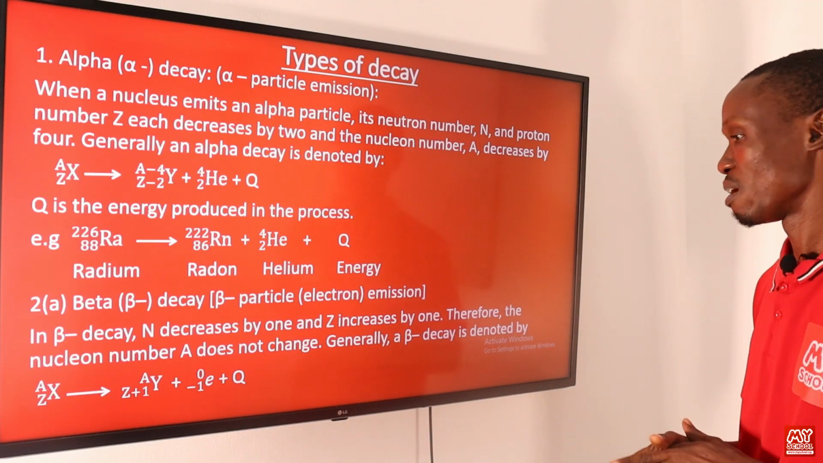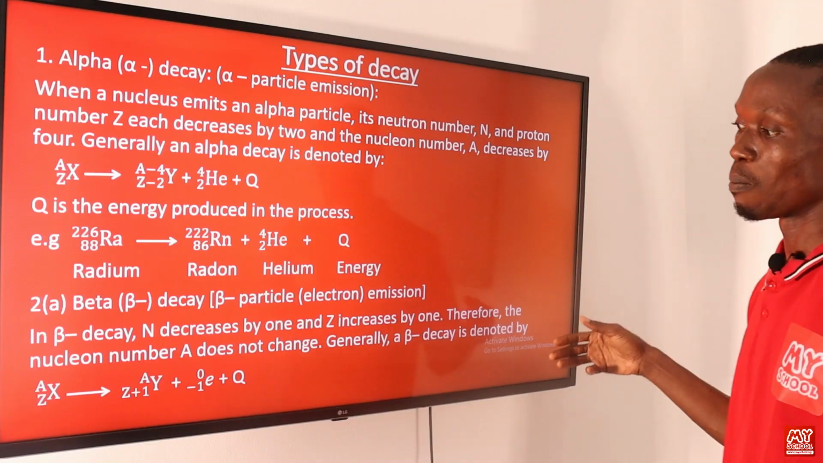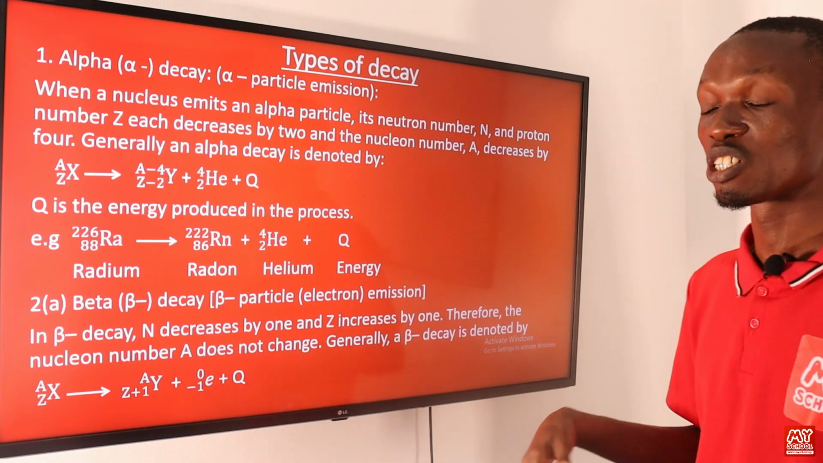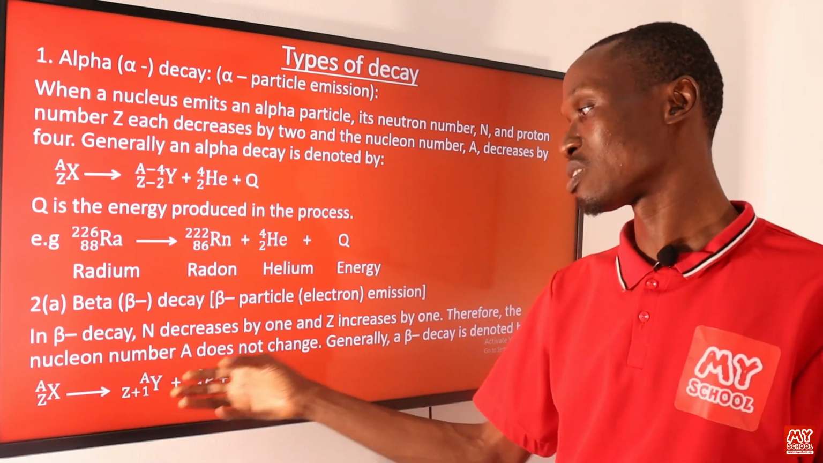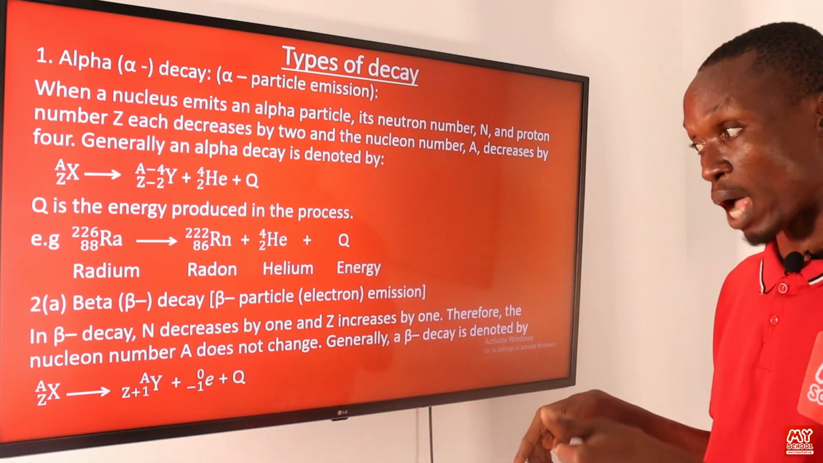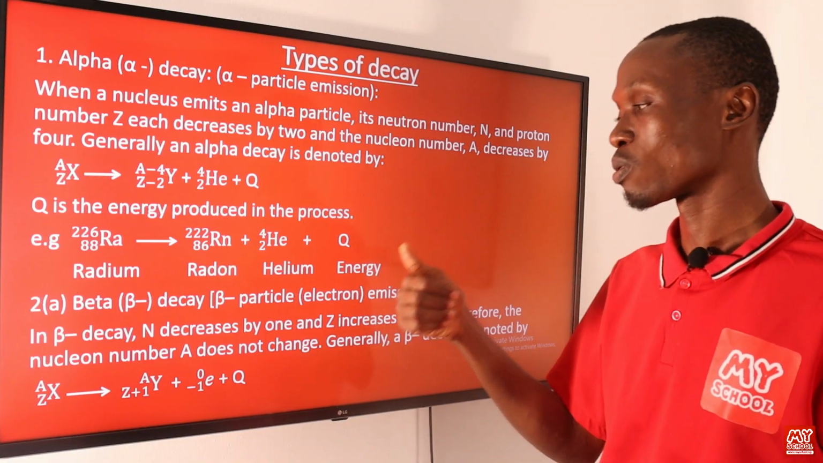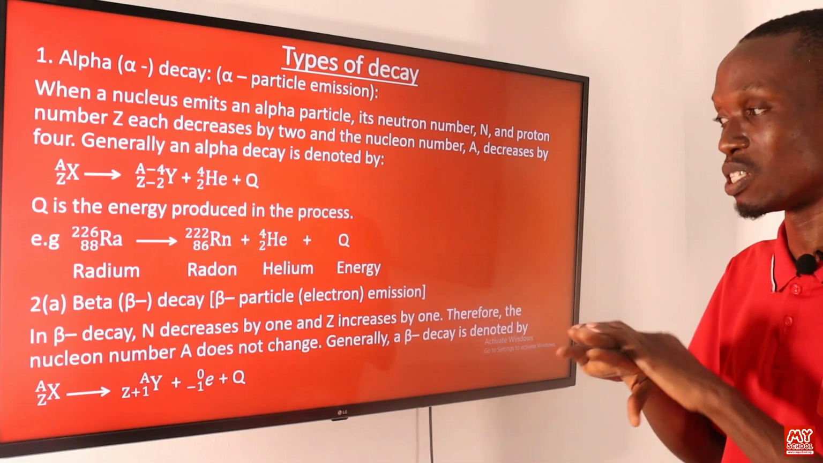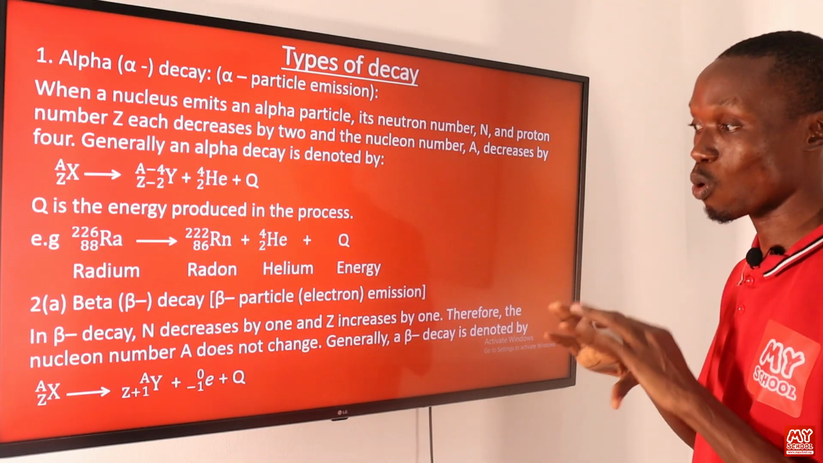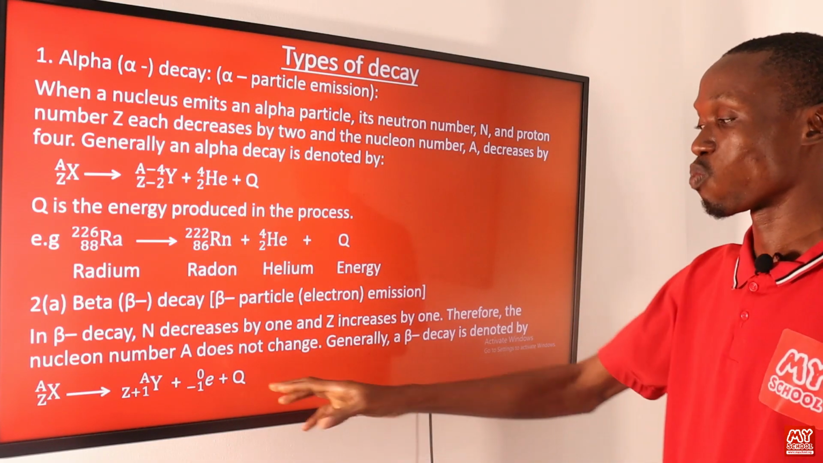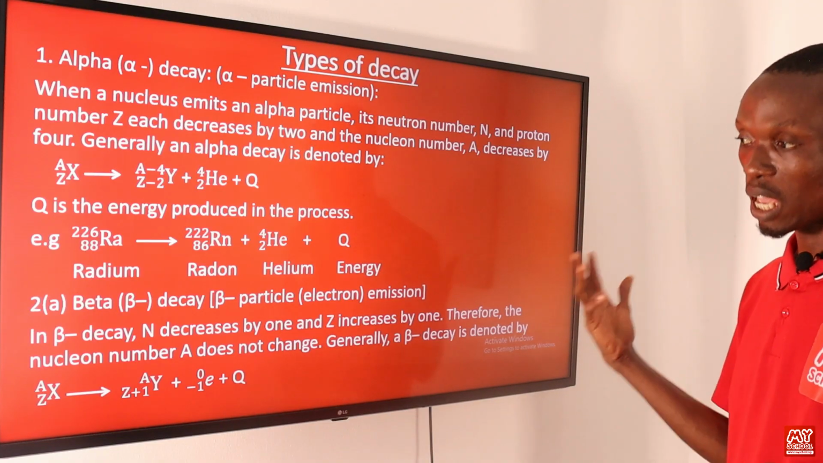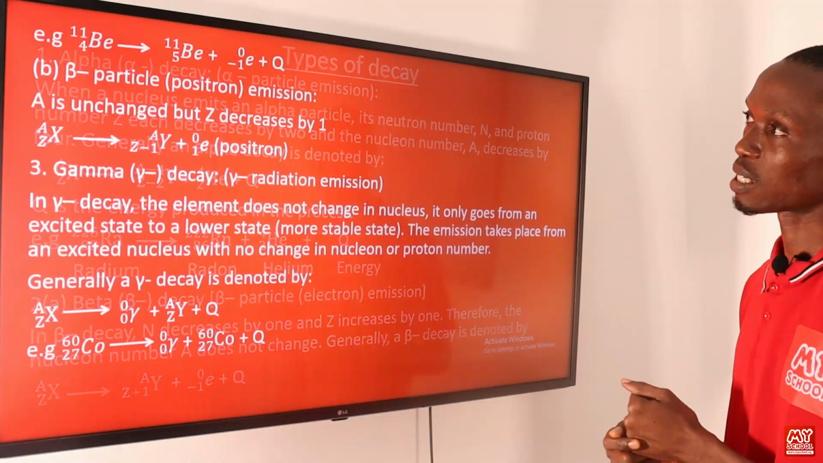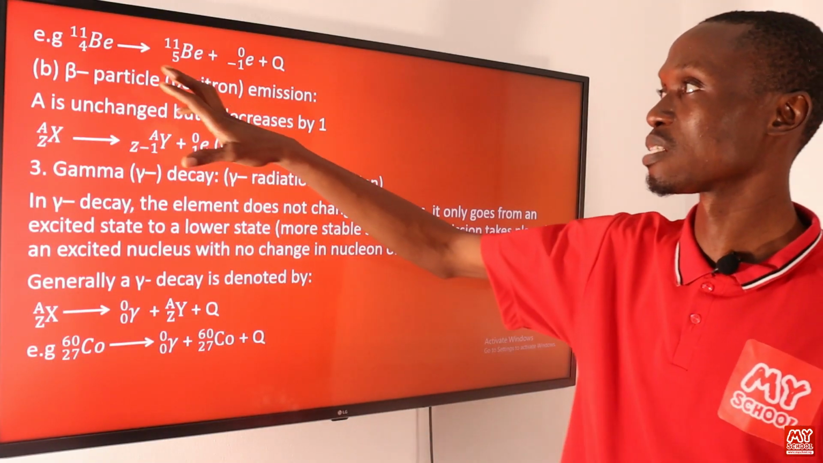Generally, beta decay is denoted by this equation. Remember that A Z X here represents a nuclide. During this decay, the atomic number increases by 1, the neutron number decreases by 1, but the mass number, or the nucleon number, still remains the same, with an emission of energy. Let's move to the next slide to see the other type of decay, but before then, let's see an example.